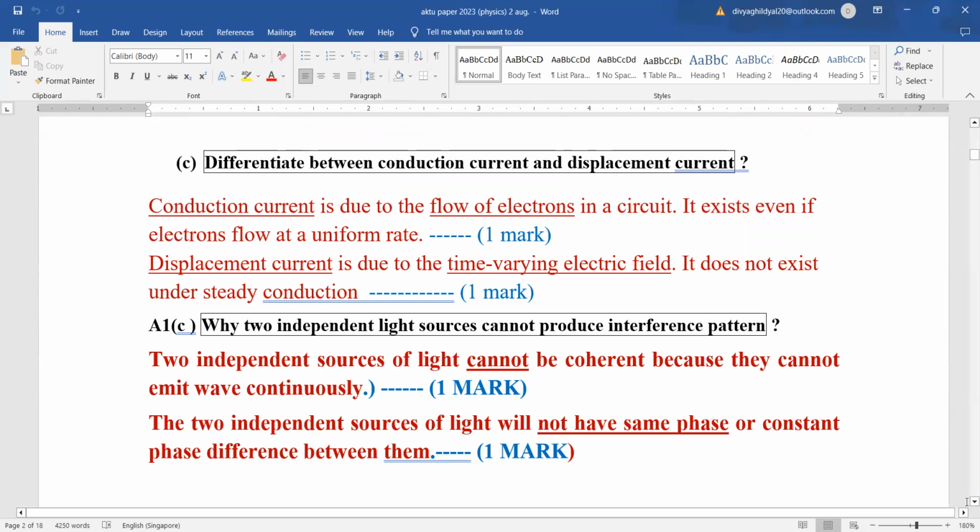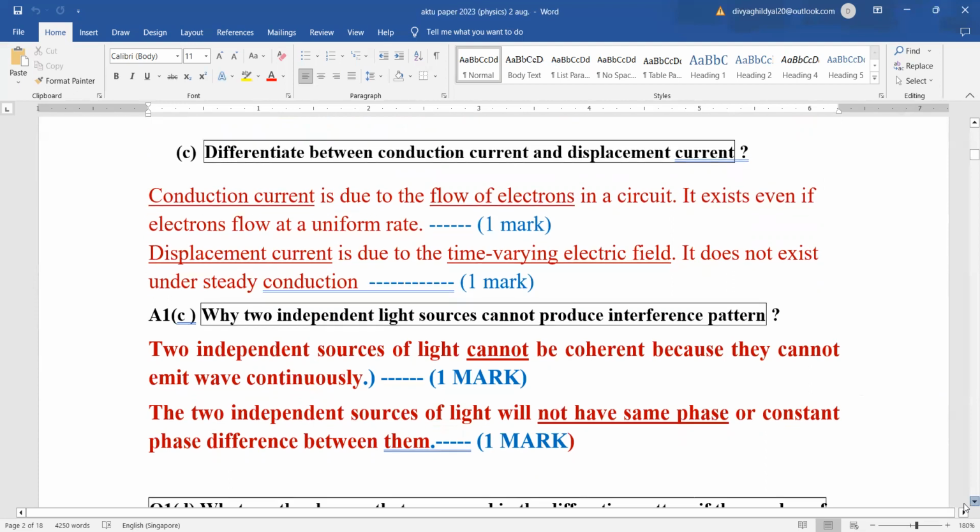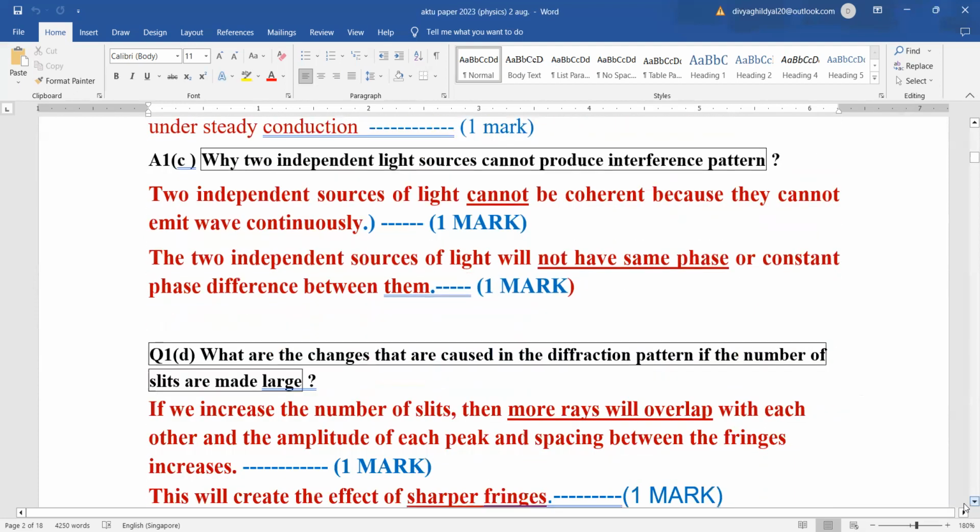Now, this question has been asked so many times: why can 2 independent light sources not produce an interference pattern? They cannot produce interference patterns because the necessary condition for an interference pattern to exist is coherent sources, and independent sources are not coherent sources. Hence, they will not have the same phase or a constant phase difference for a fringe pattern to occur.